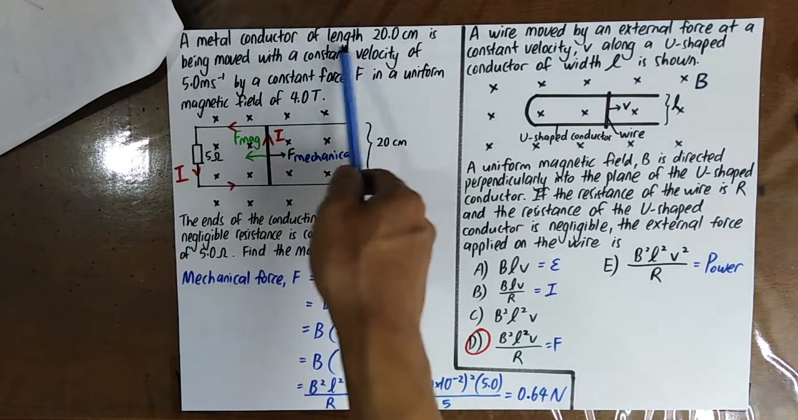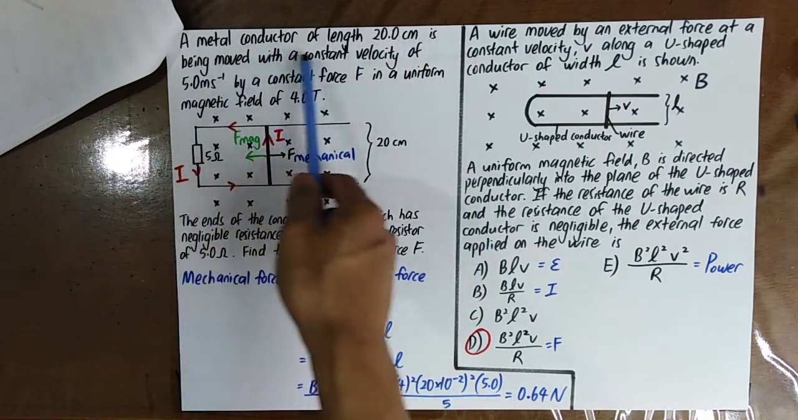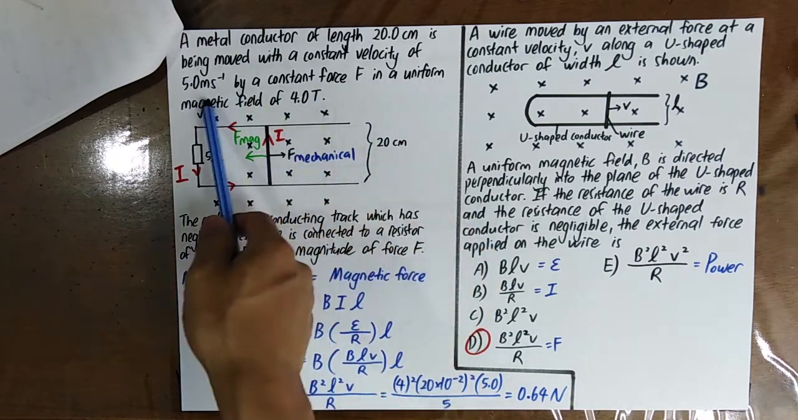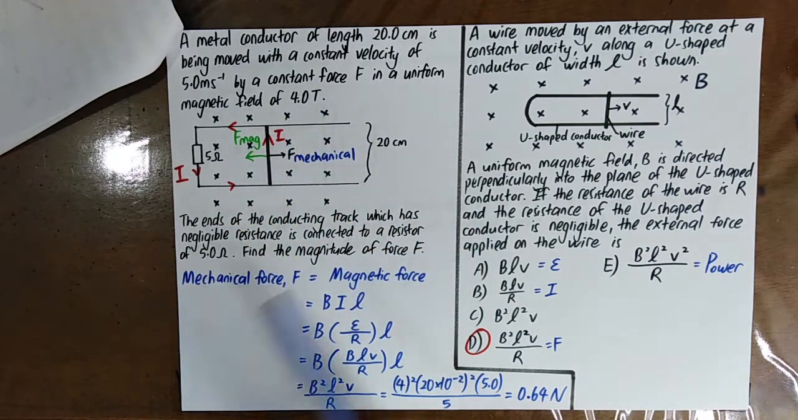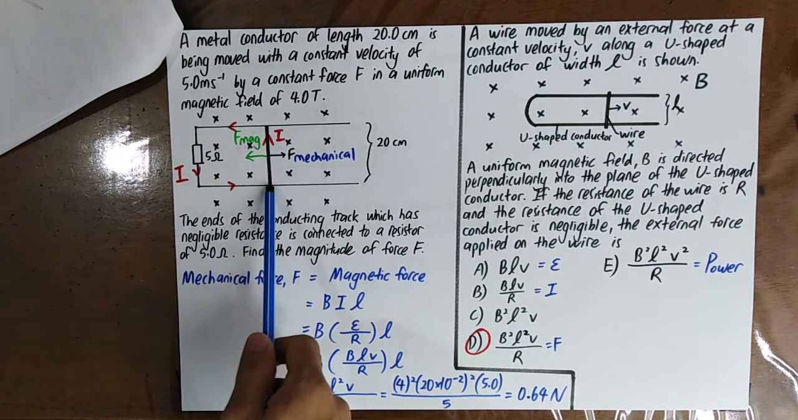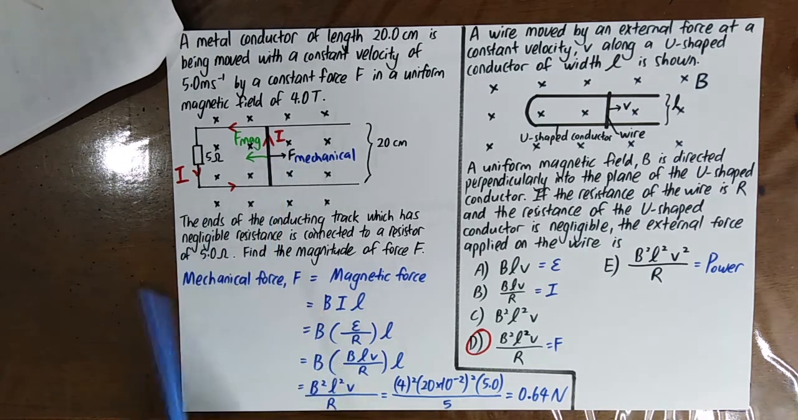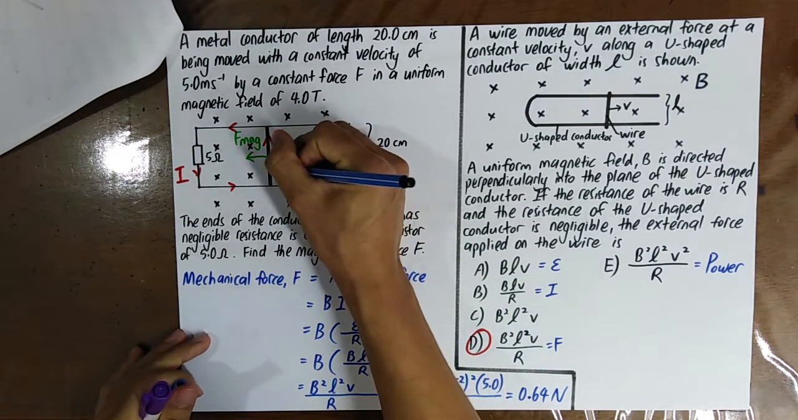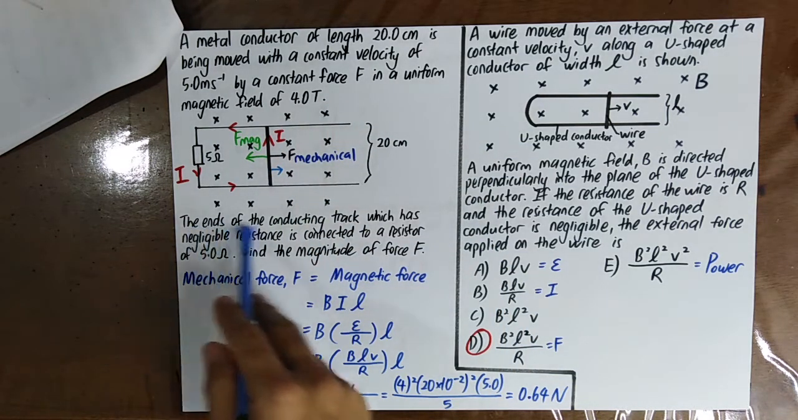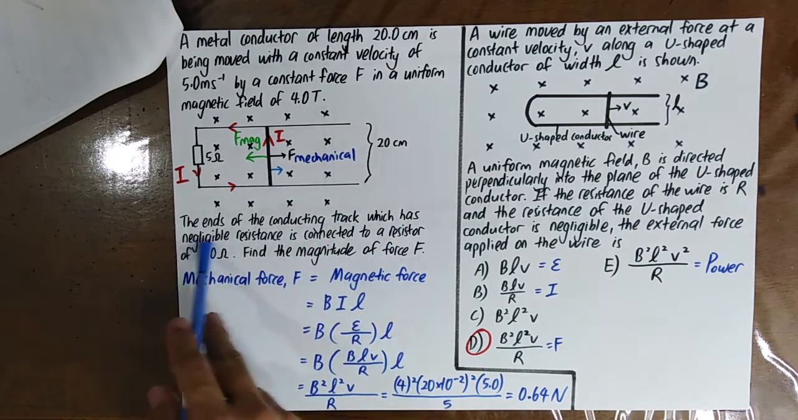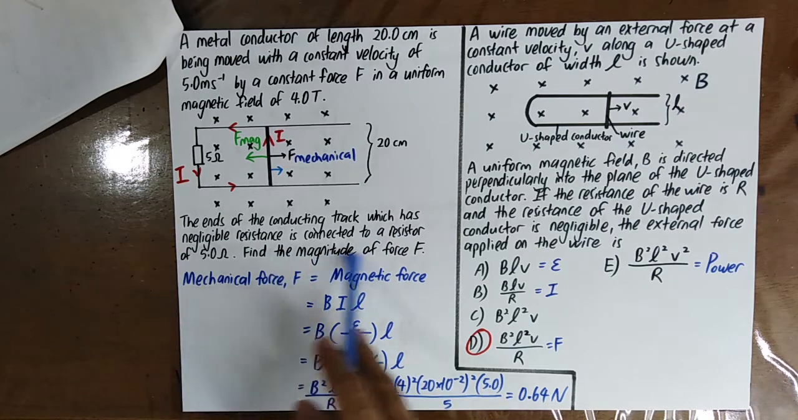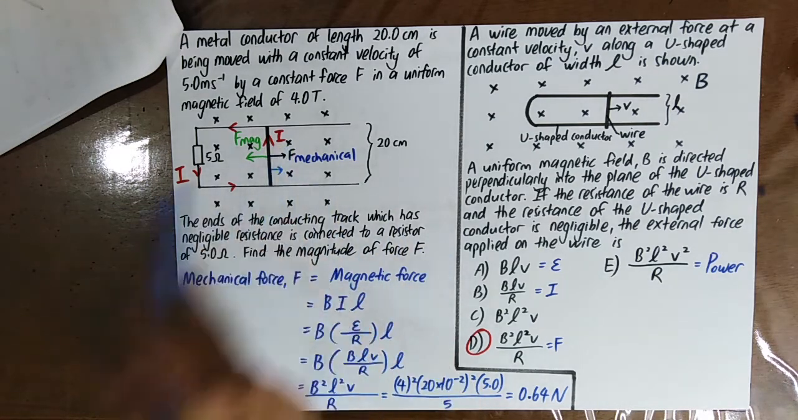A metal conductor of length 20 cm is being moved with a constant velocity of 5 meters per second by a constant force F in a uniform magnetic field of 4 Tesla. The mechanical force is acting on the conducting rod so that it can move at a certain velocity. The ends of the conducting rod, which has negligible resistance, are connected to a resistor of 5 ohm. Find the magnitude of the force F.